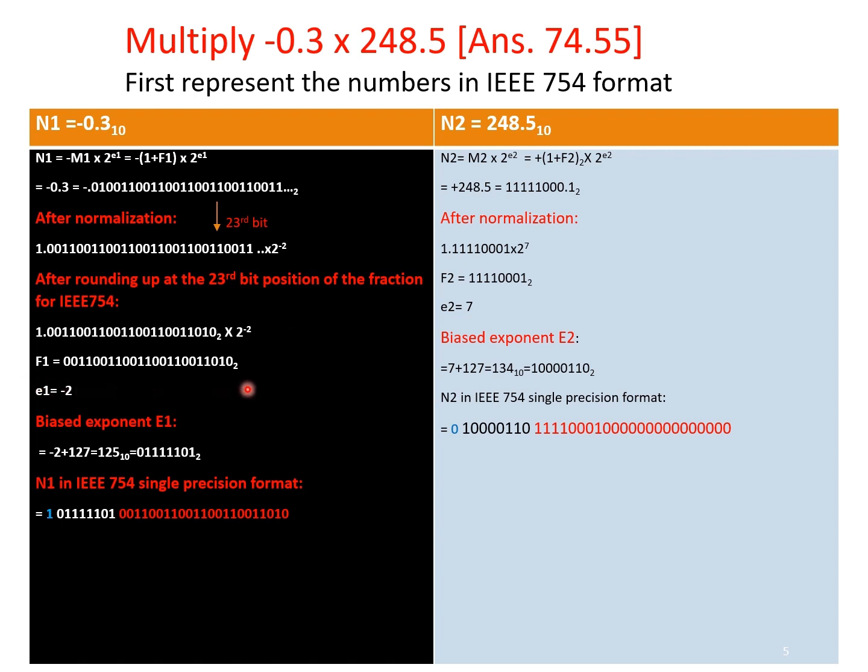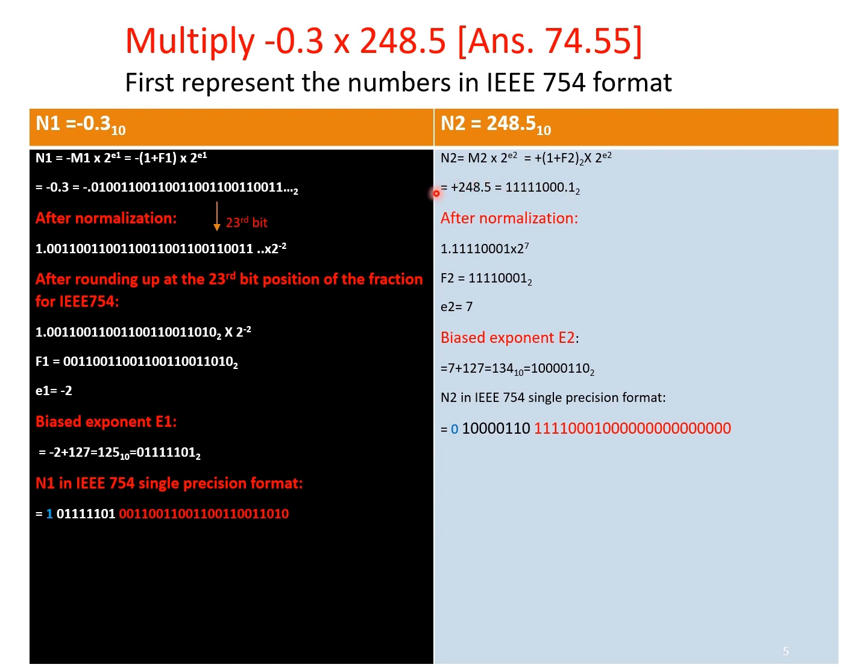So this is the fraction part. The exponent is -2 and you add the bias, it becomes 125. So this is the exponent. The whole number is written here: first the sign bit 1, then the exponent, and then the fraction.